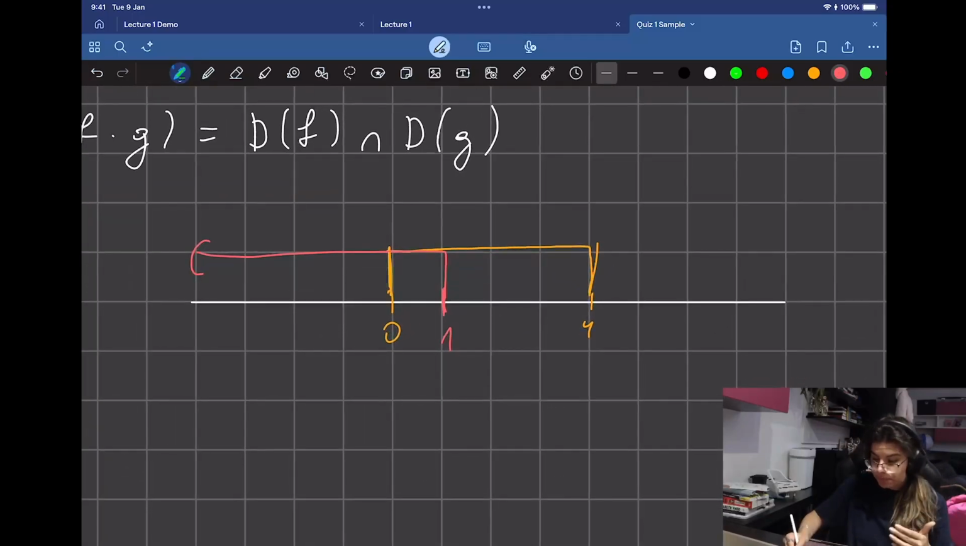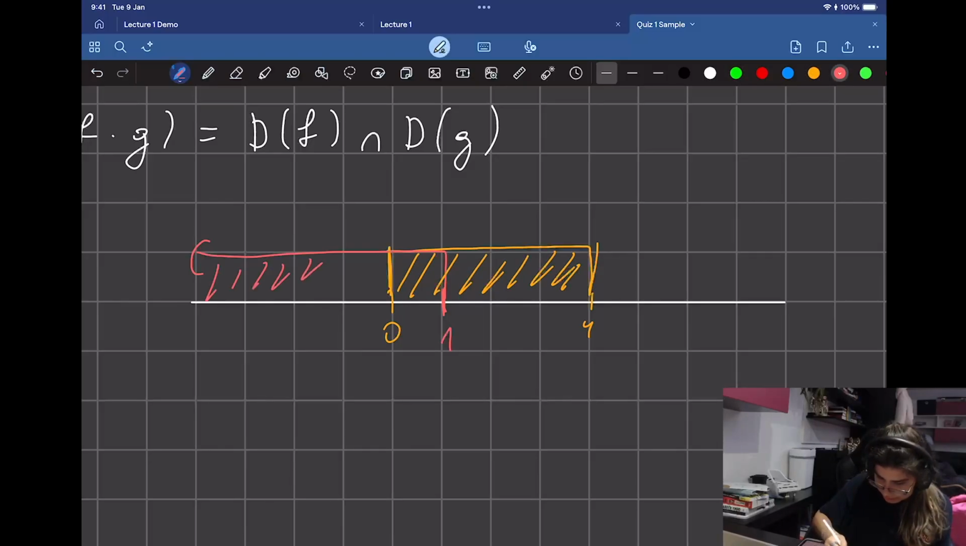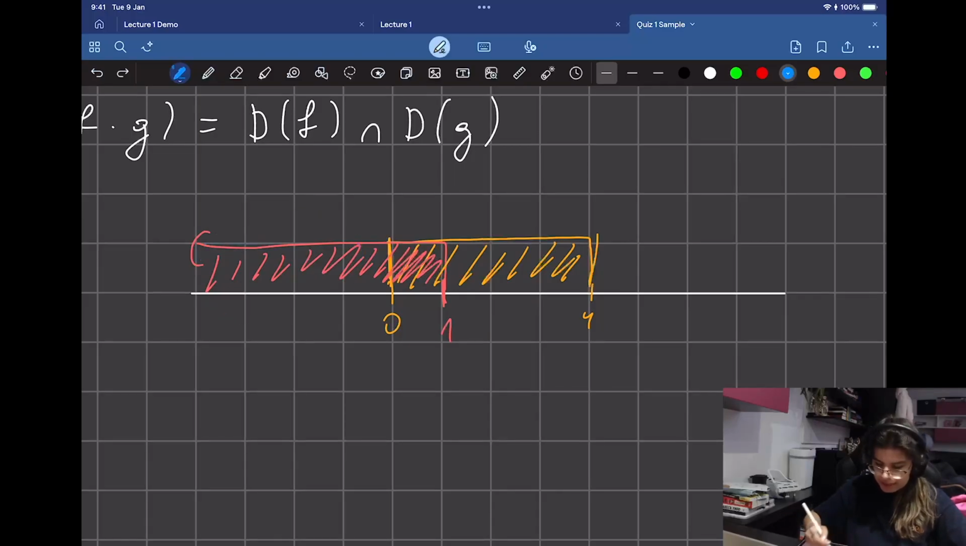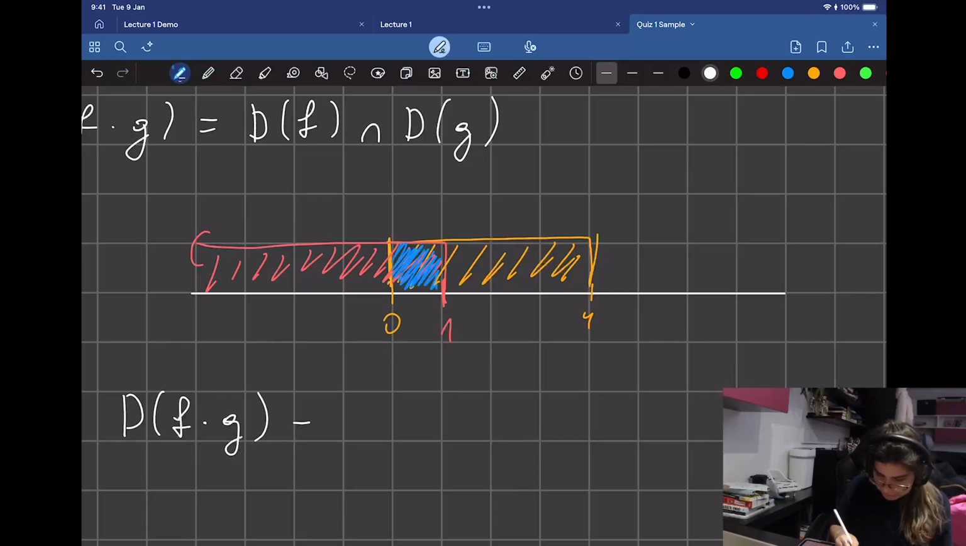And now, just bear in mind, we need to find the intersection. So let me draw it like that and color it in. We now need to see where both colors overlap. This part is just red, so it doesn't count. This part is just yellow, so it doesn't count. But this portion here, between 0 and 1, is where the two colors overlap. And this is exactly the intersection of the domains. Therefore, the domain of f times g is equal to 0 to 1.